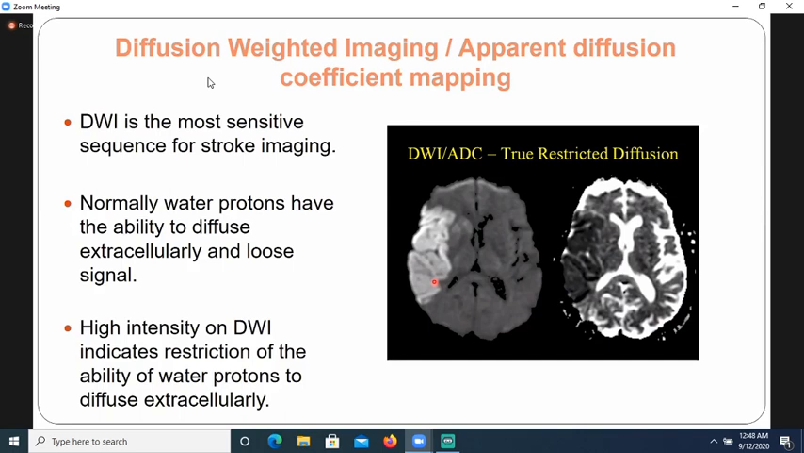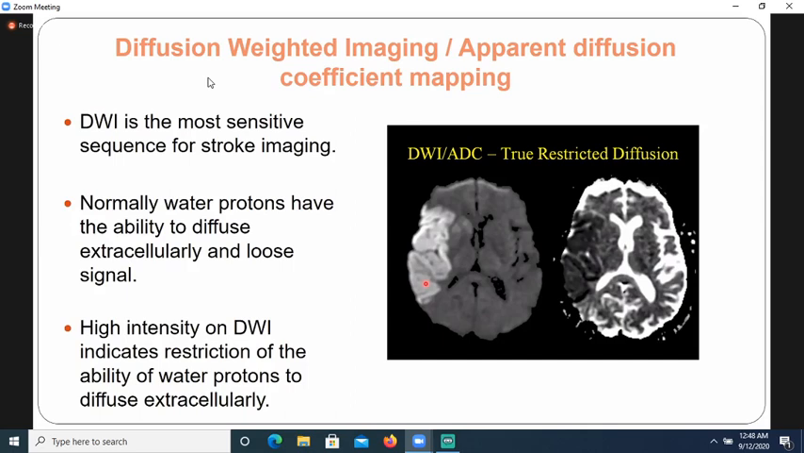Whenever any lesion gives high signal on DWI, this is the DWI, this is the ADC. Whenever any disease gives high signal on the DWI and low signal on the ADC, it means there is a diffusion restriction, and it is most commonly given by the stroke, the infarction. Especially in a hyperacute stage, within 3 hours, it gives the signals, while the other sequences may come normal.